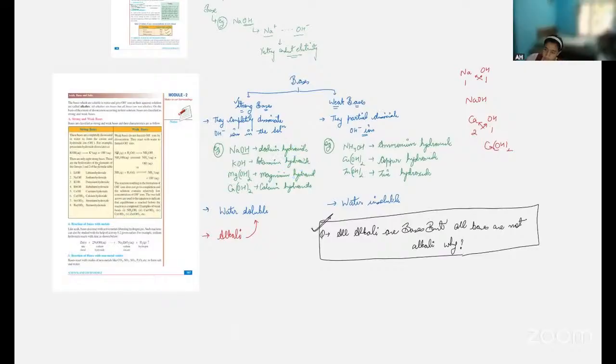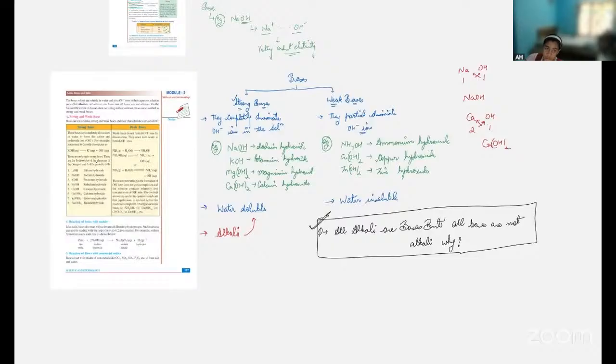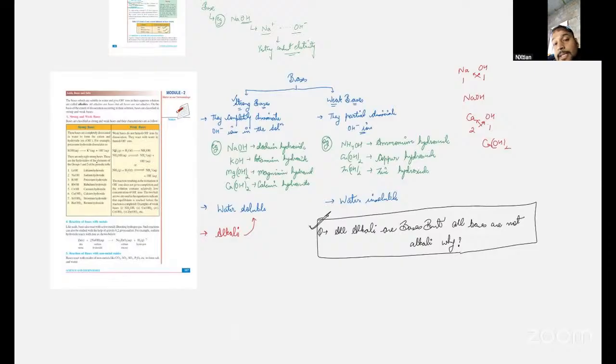Sir, strong bases do have complete dissociation. So strong bases are the ones which can conduct electricity, right? Weak bases can also conduct electricity, but they release fewer OH minus ions. Strong bases can conduct more electricity than weak bases.